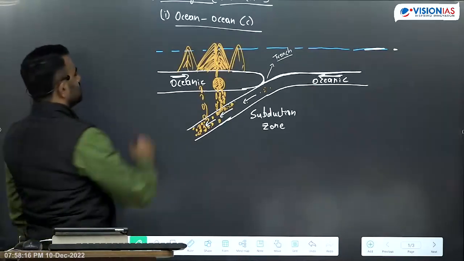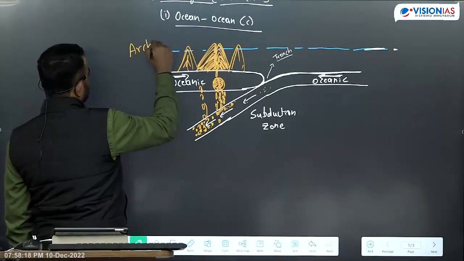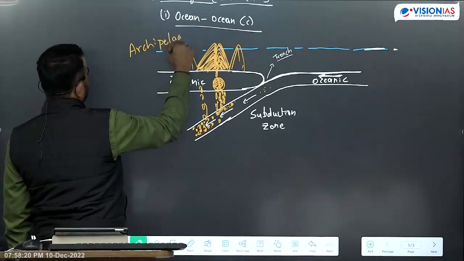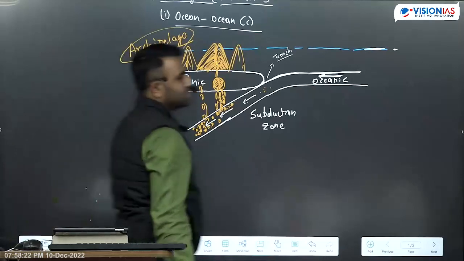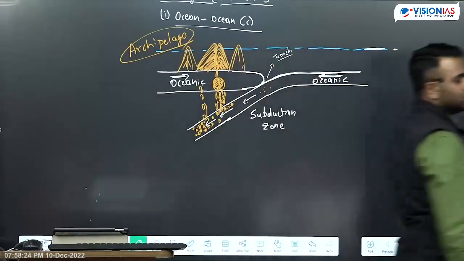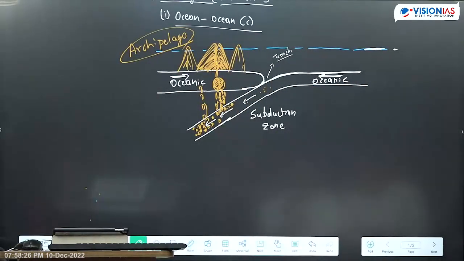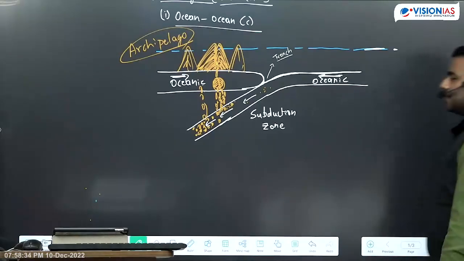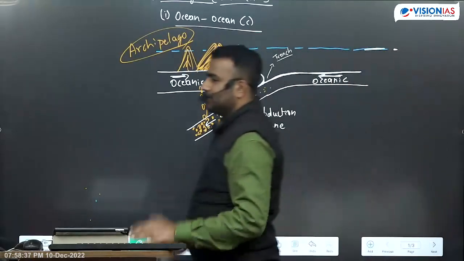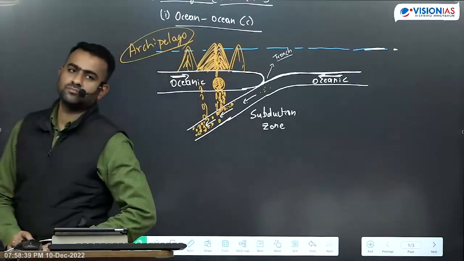It is called an archipelago. It started from a volcanic mountain. The volcanic mountain became a volcanic island. A series of volcanic islands became an island arc. A large group of islands becomes an archipelago.